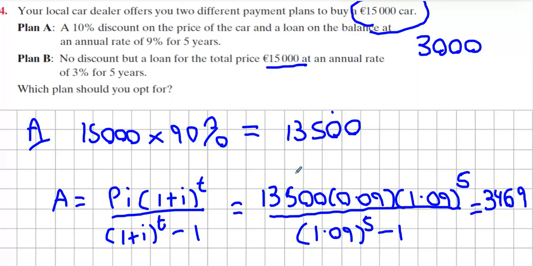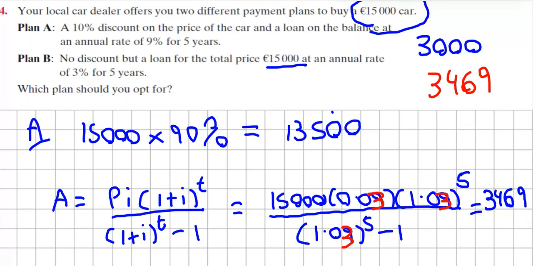So for part 2, I'm going to do the exact same thing, except instead of 13,500, what's it going to be? 15,000, yeah? And instead of 0.09, it's going to be 0.03, and that's going to be 1.03, and 1.03 to the power of 5. And you guys can reuse your calculator, except just place in the new numbers.